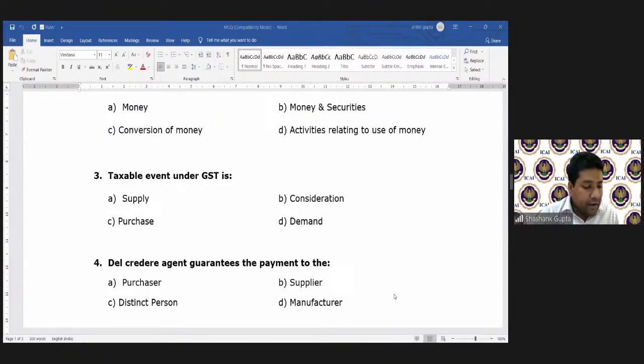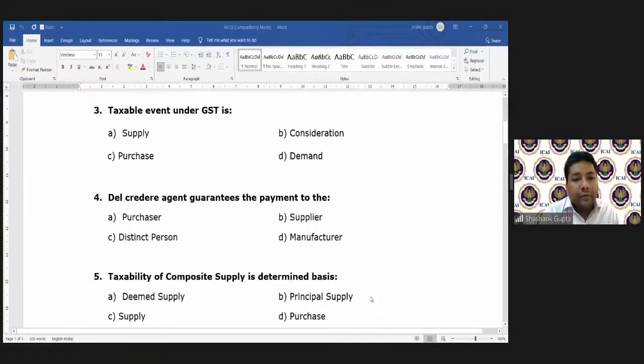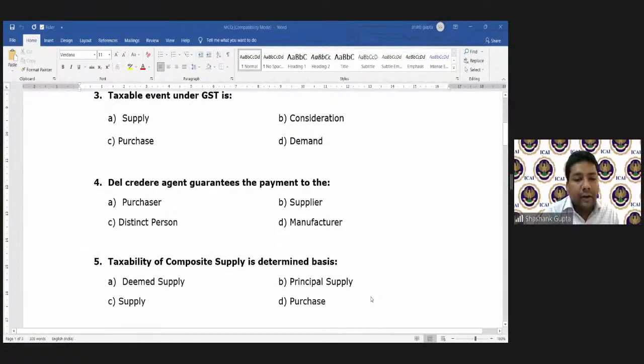Good, Rahul. Good, Shivangini. Good, Manish. Good, Shivani. The correct answer is 4B, supplier. Those of you who are not answering or not willing to answer, please introspect why so. Because I see some people are regularly answering, but I don't know where the rest are.